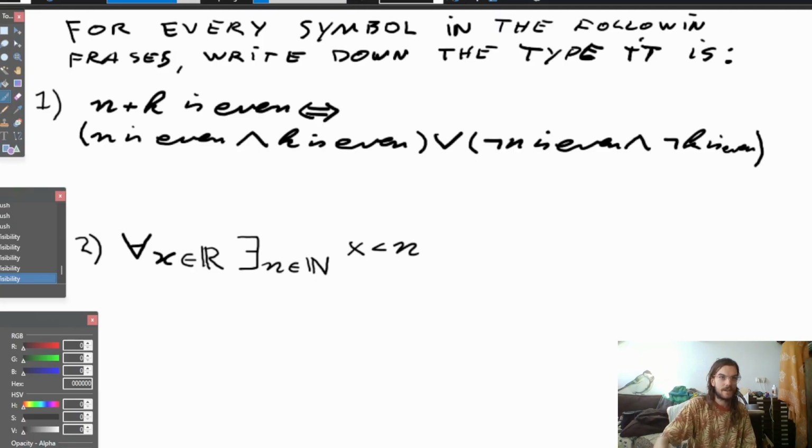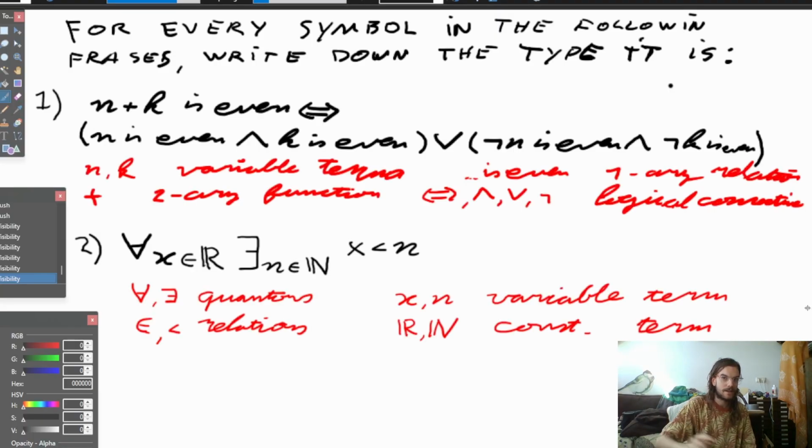Okay. So the answers are as follows. I don't know if this is readable, but I will read it out loud. So n and k are variable terms. Plus is a two-ary function. Dot dot dot is even is a one-ary relation. If and only if. This symbol means if and only if. This is and, this is or, this is negation. These are logical connectives. Upside down A and backwards E are quantors. Included and smaller than are relations. X and N are variable terms. R and N are constant terms.